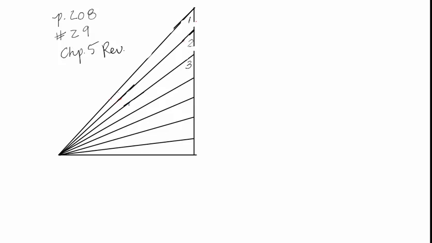Okay, what I've drawn here is a figure similar to what's on page 208. Number 29 is what I'm going to be explaining. It's from the Chapter 5 review, and again, this is geometry. Geometry, for those of you that are just joining us.